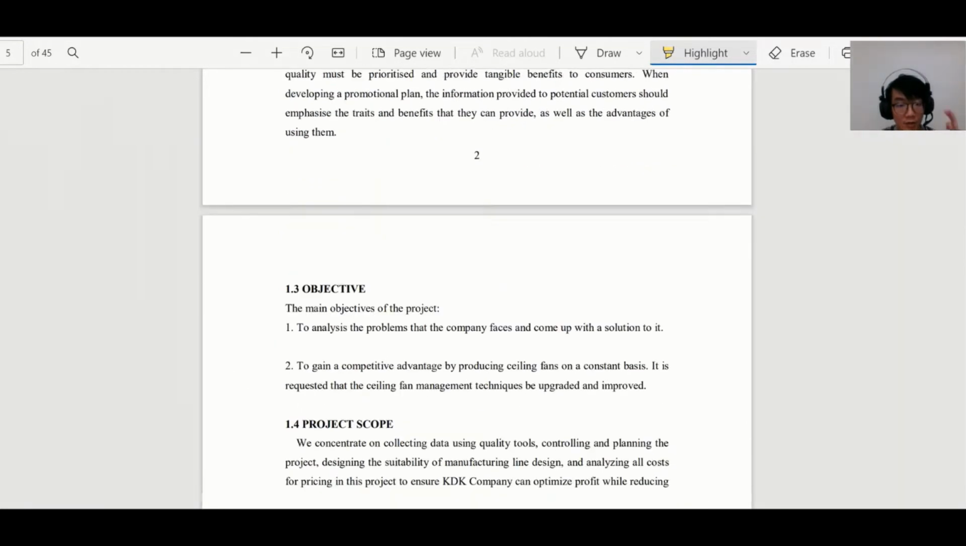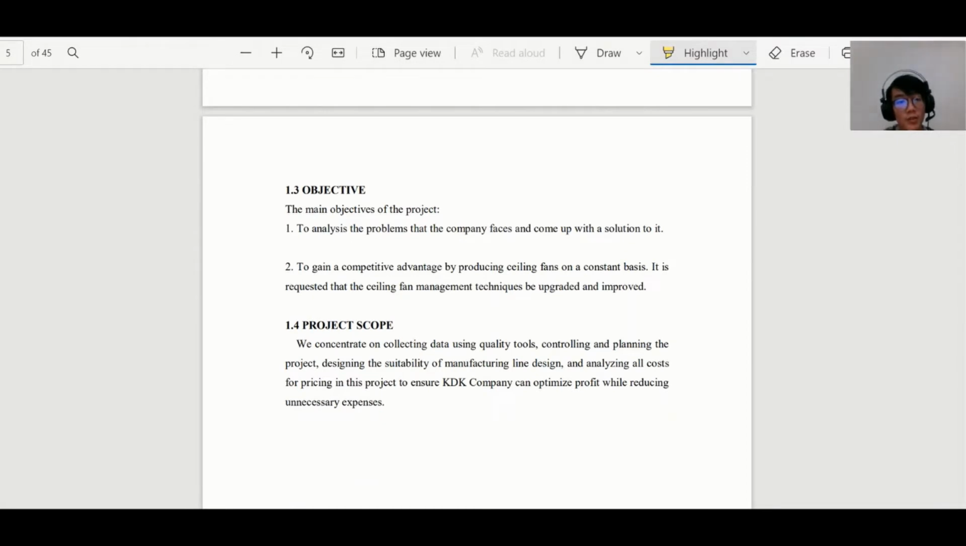So, and also we are moving on to objective. We want to analyze the problem the company is facing and we want to gain a competitive advantage by producing ceiling fan on a constant basis. For the project scope, we want to collect data using quality tools, and then we want to control and plan the project, design a suitable manufacturing line, and then analyze what are the costs that are involved to ensure that the KDK company can optimize the profit while reducing unnecessary expenses. So that's all from me.